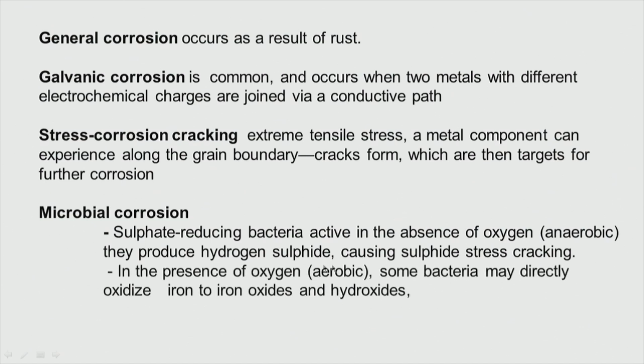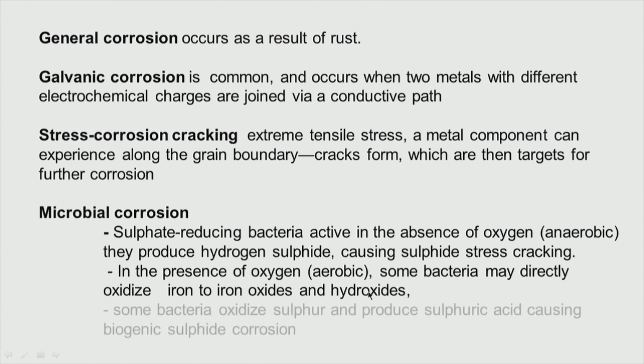In the presence of oxygen, aerobic bacteria will oxidize iron to iron oxides and hydroxides. Some bacteria oxidize sulfur to produce sulfuric acid, which is again an acid which can lead to sulfide corrosion. So all these can happen. We can have anaerobic condition, hydrogen sulfide is formed, so sulfide stress cracking. In the aerobic condition, oxygen is there leading to oxides of iron, hydroxides. Sulfur sometimes is converted to sulfuric acid, leading to again biogenic sulfide corrosion. So all these are possible because of microbes.